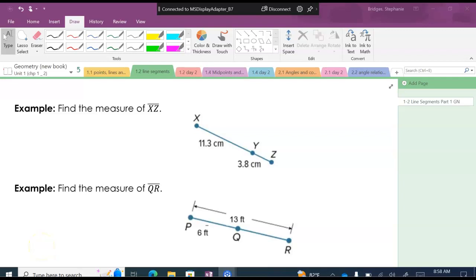Okay, so looking at your first example, it says we want to find a measure of what segment? XZ. So let's look at our picture. What two small segments is this made up of? XY and YZ. And if I want to find out how long the whole thing is, what do you think I should do? Add them.